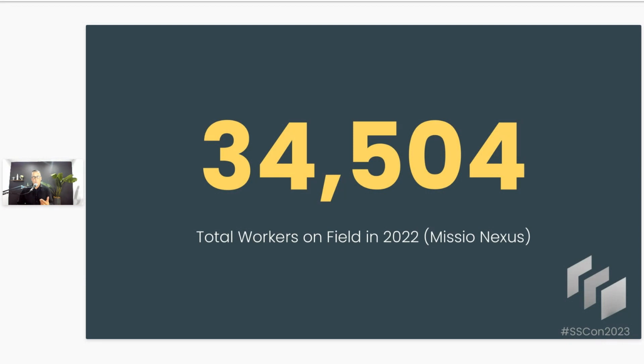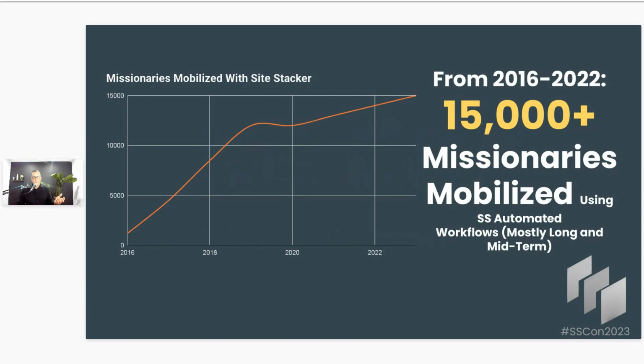The Missio Nexus report last year said that they guesstimated about 34,504 missionaries were on the field, short-term, midterm, long-term last year. And then in our analysis, from the time we began to really focus heavily on missionary sending in the SiteStacker platform back around 2016, this is our growth trajectory of missionaries that have been mobilized over those years. Most of them being long-term and midterm. It was somewhere right in here that we added short-term group and trip management. And then 2020 happened. So generally speaking, this is mostly long and midterm, and our estimates are about 15,000 plus missionaries mobilized using our strategies, our dashboards, and our automated processes in SiteStacker.